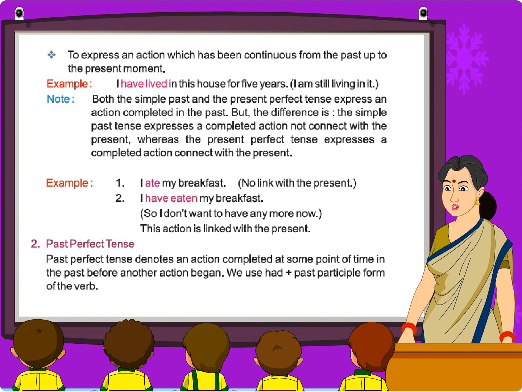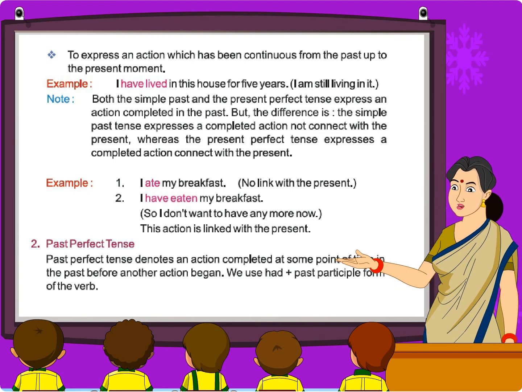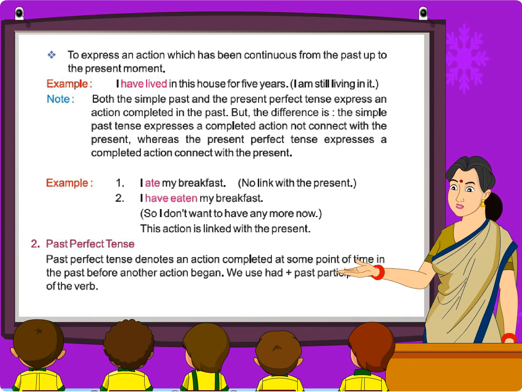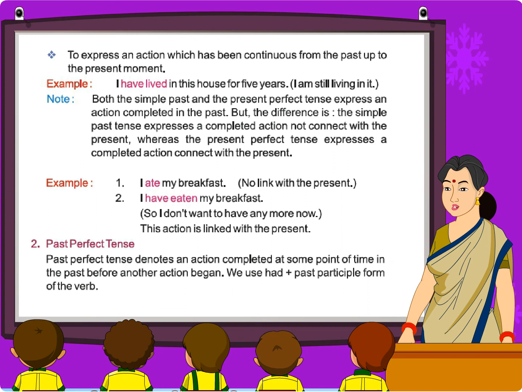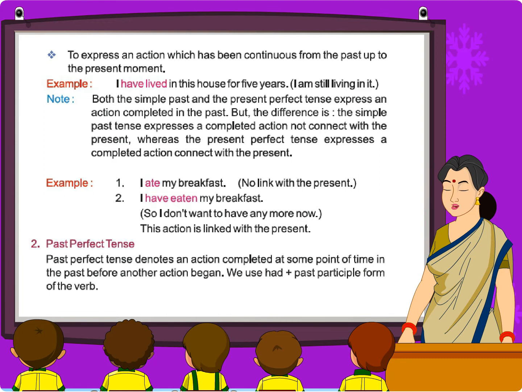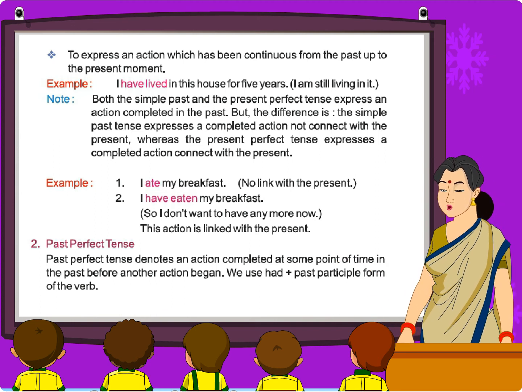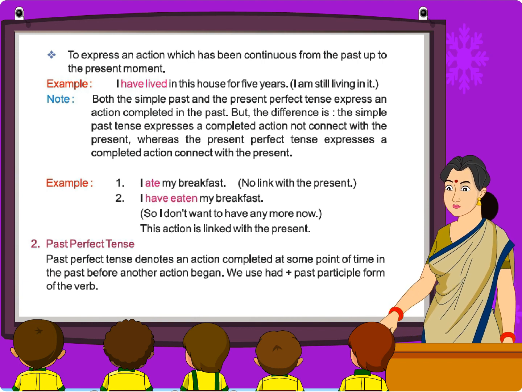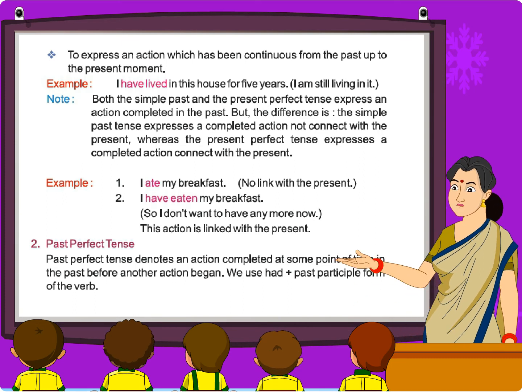Note, both the simple past and the present perfect tense express an action completed in the past. But the difference is the simple past tense expresses a completed action not connected with the present, whereas the present perfect tense expresses a completed action connected with the present. Example, I ate my breakfast. No link with the present. I have eaten my breakfast, so I do not want to have any more now. This action is linked with the present.